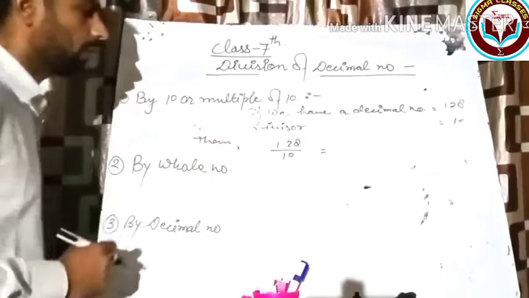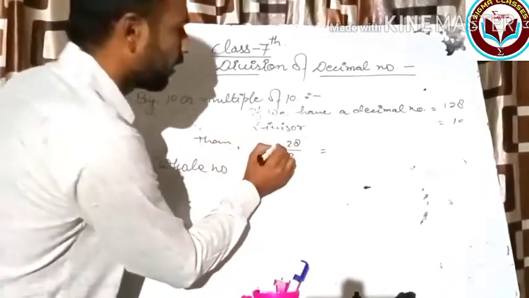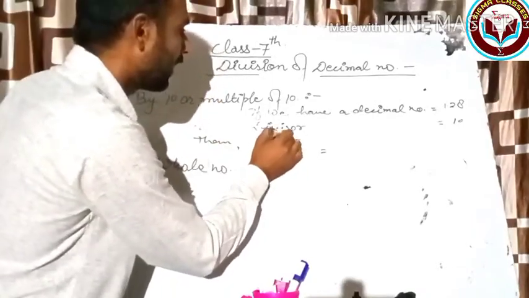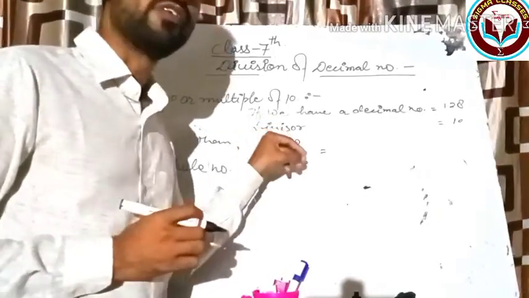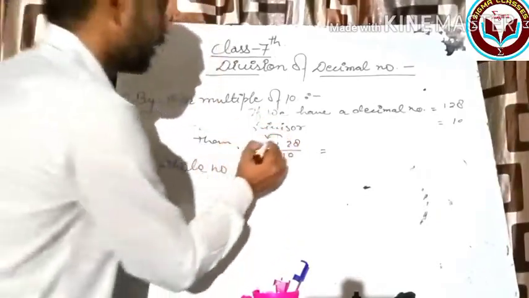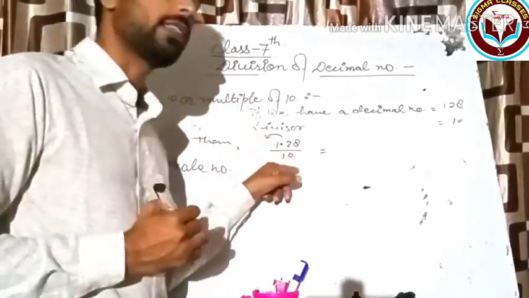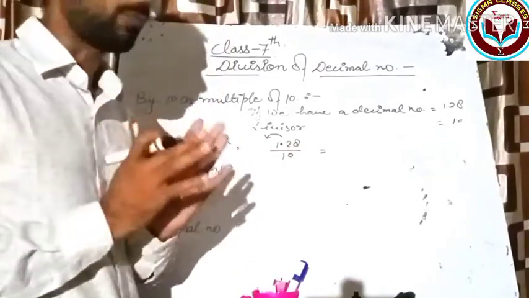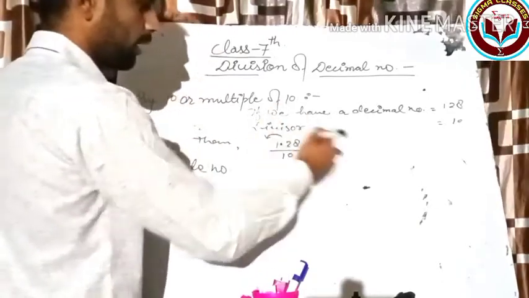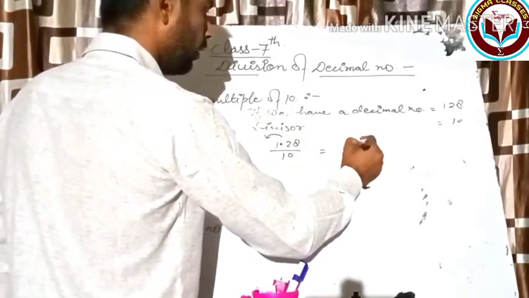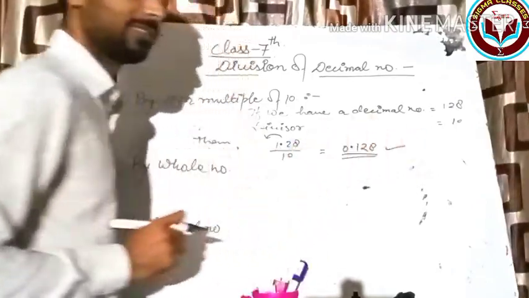For this situation we will shift the decimal to the left side, equal to the number of zeros in the divisor. हम क्या करेंगे, उस डेसिमल को लेफ्ट साइड के लिए शिफ्ट कर देंगे जितने डिवाइजर में जीरोस होंगे. Okay, are you getting my point? So whenever you shift the decimal to this side, it converts to 0.128, that is your answer.